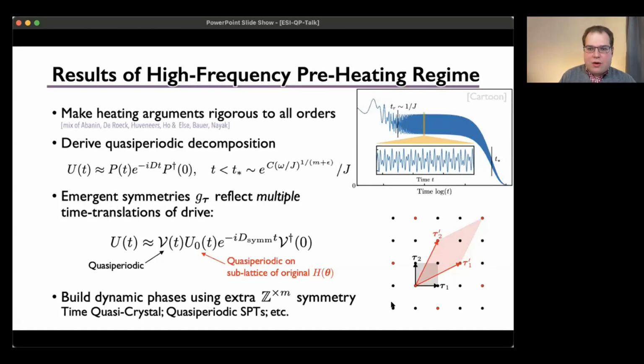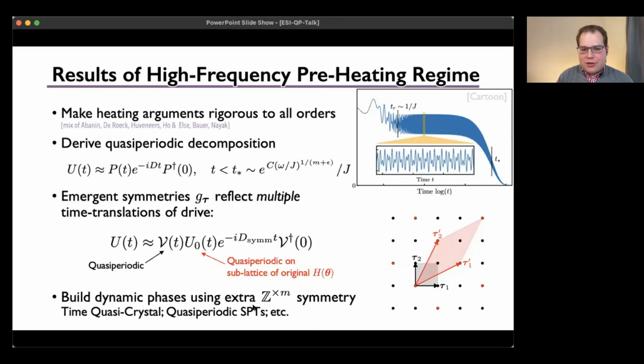And so now we have something where we have emergent symmetries that are sort of multiple emergent symmetries corresponding to the multiple different symmetries of the underlying Hamiltonian. And these really act like multiple time translation symmetries, which is quite surprising because there is only one physical time. But this just happens because of the action of these operators in this preheating regime.